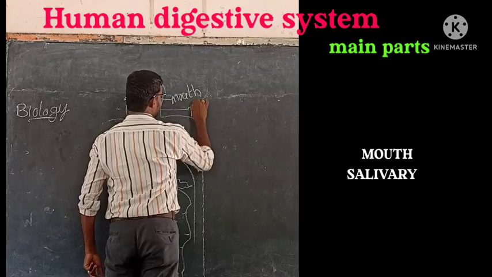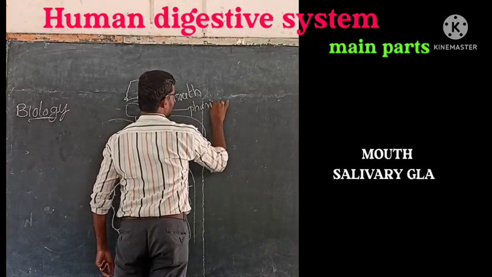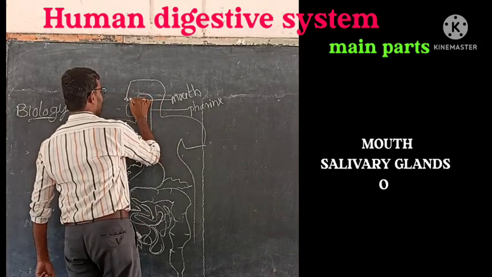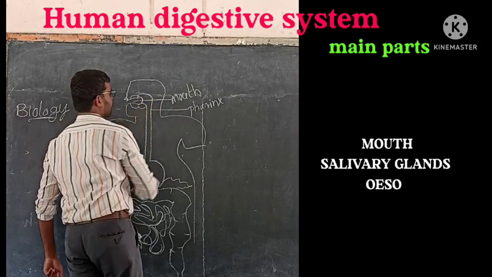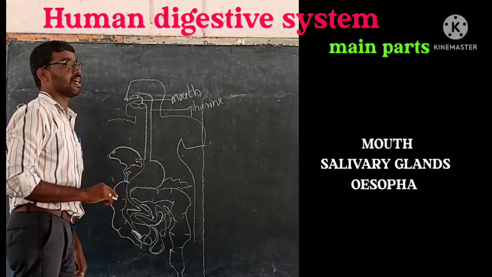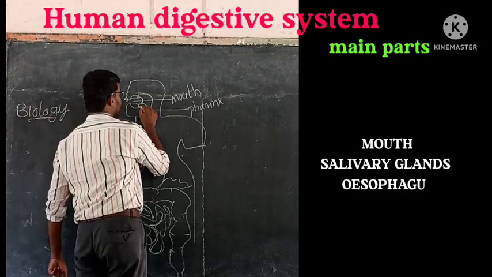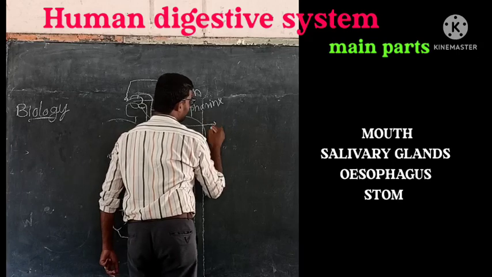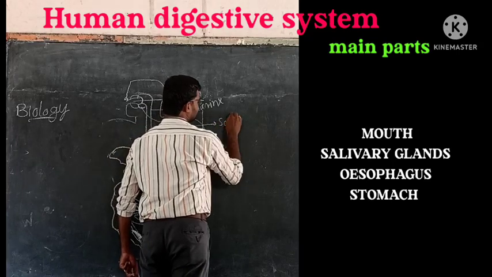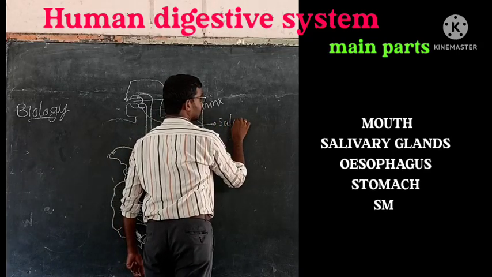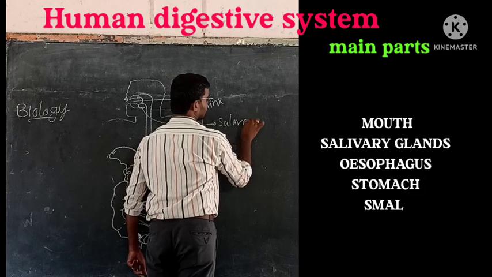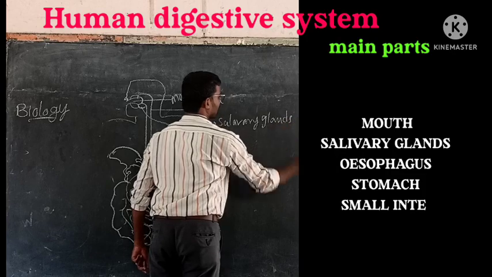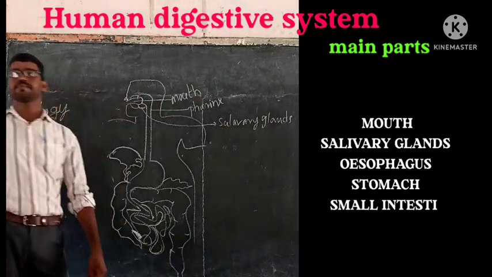Second part is the salivary glands, and the pharynx. And also, in the mouth there are 3 pairs of salivary glands. How many pairs are there? 3 pairs of salivary glands. Now, what are the uses of salivary glands? Taste on the tongue. What is the use of saliva?